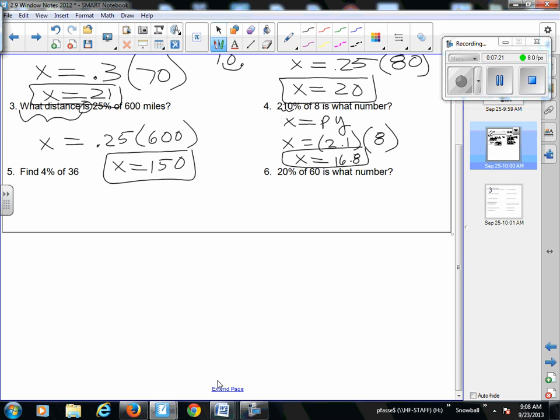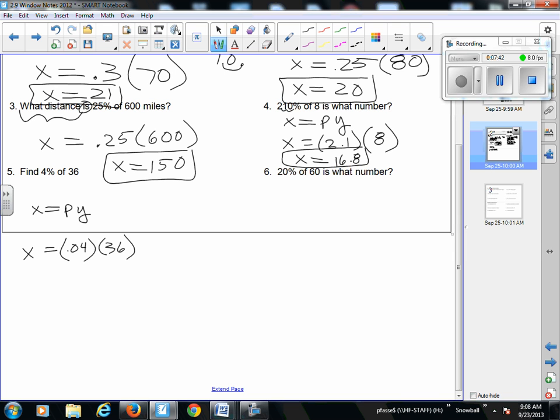Okay. Here it says find 4% of 36. So write out your equation, x equals py. We have the percentage, so let's plug that in for p, 0.04, of 36. Of is multiplication, so that goes into y. And then we don't have x again.